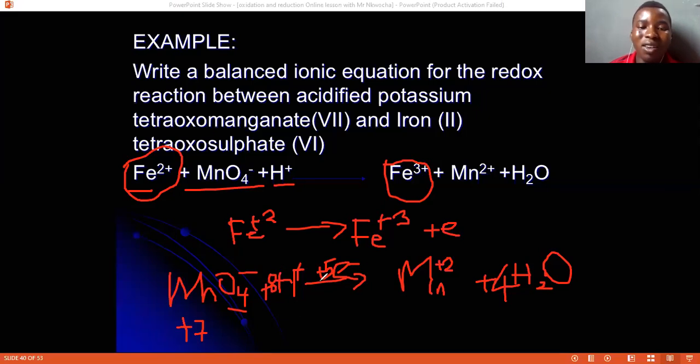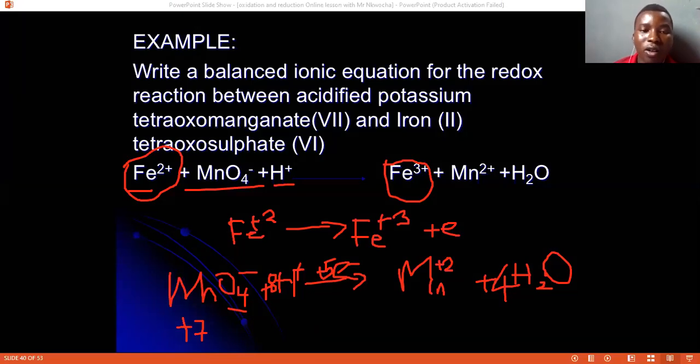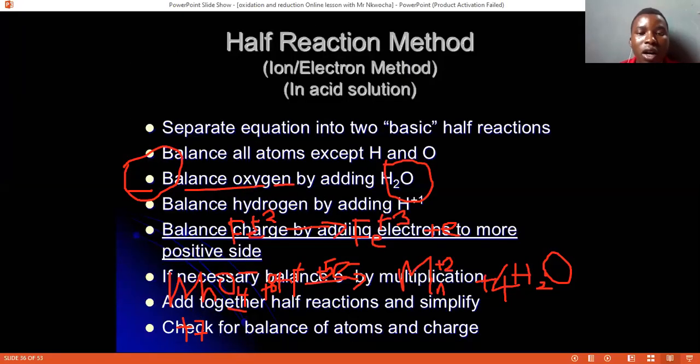And you are on your way to smiling like Michael Jackson. But unfortunately, we have 5 electrons here and only 1 electron here. Remember that they said to balance it. Remember that rule, if necessary, balance electrons by multiplication.